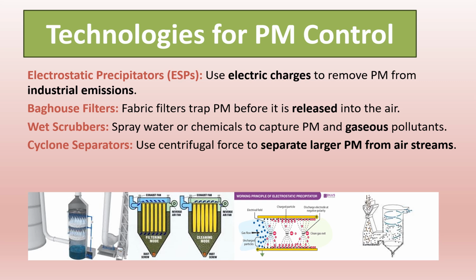Wet scrubbers are another technology that uses water or chemicals to capture PM and gaseous pollutants. They spray these substances to remove contaminants from the air streams. Finally, cyclone separators use centrifugal force to separate larger PM particles from air streams. This technology is often used as a first line of defense for larger particles before finer filtration methods are employed.